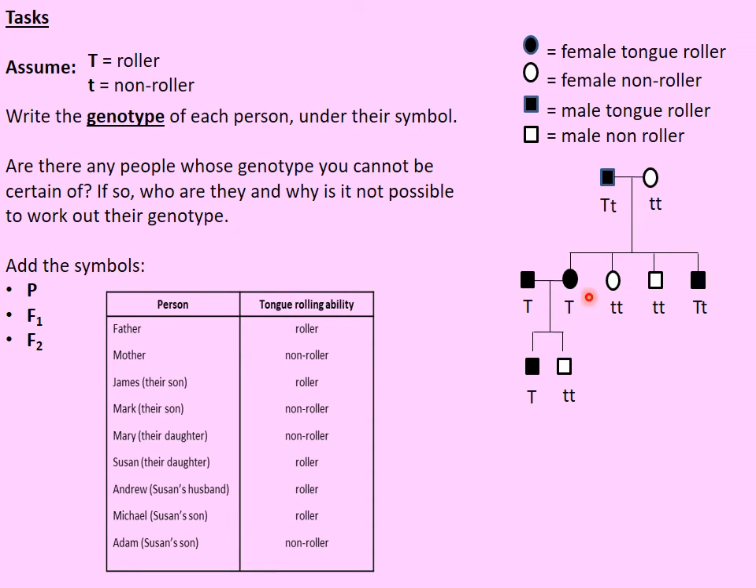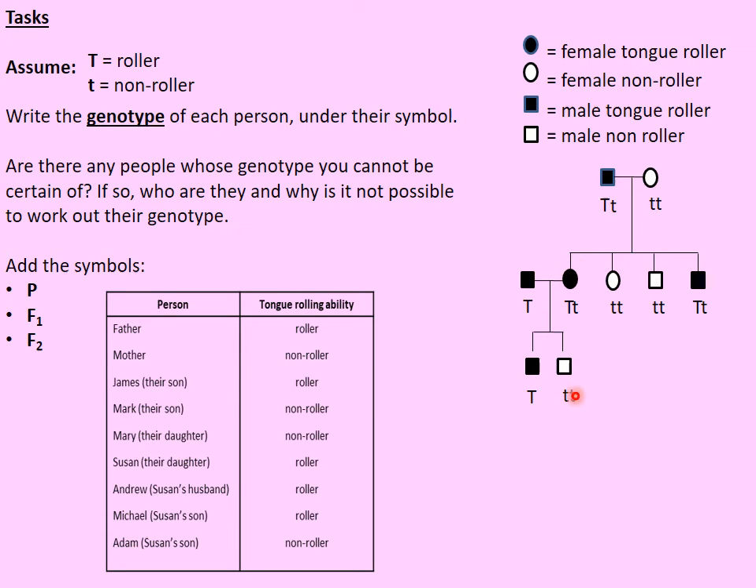It's a similar situation with their other child who's able to roll their tongue. Although they've got the dominant allele that they definitely got from their father, from the mum, the only thing that she could give them is the recessive form of the allele. So she's going to give them the little t. So their genotype would be big T, little t.